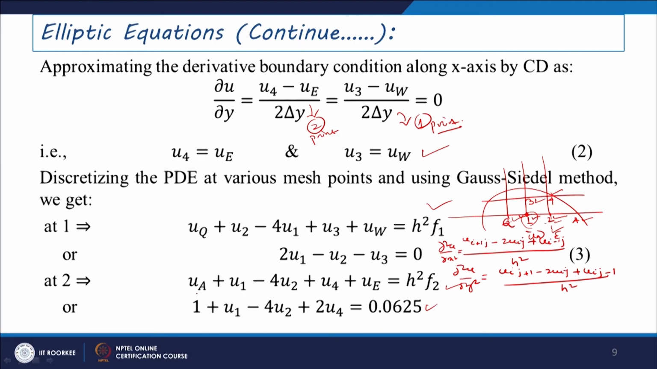And if you put all these values here, along this boundary u is defined as 1 there itself. So that is why it is considered ua equals 1, and u1 minus 4 u2, and ue equals u4. So that is why 2 u4 is coming. So, this is the equation here.